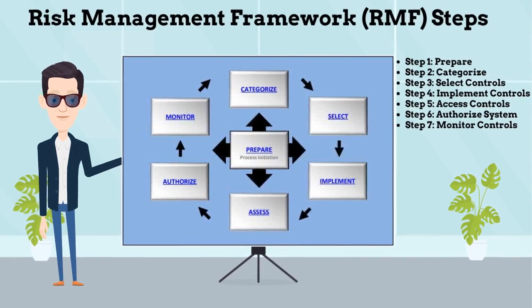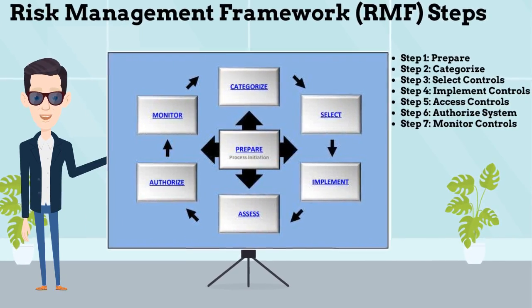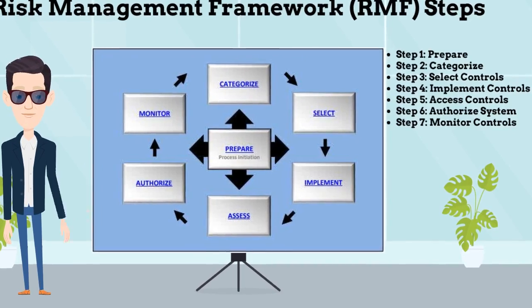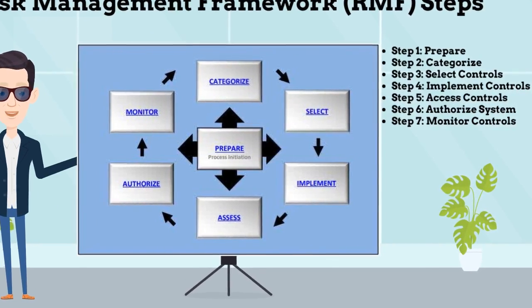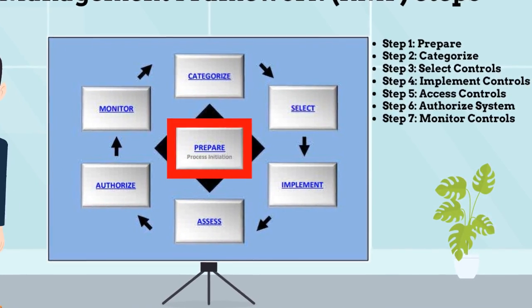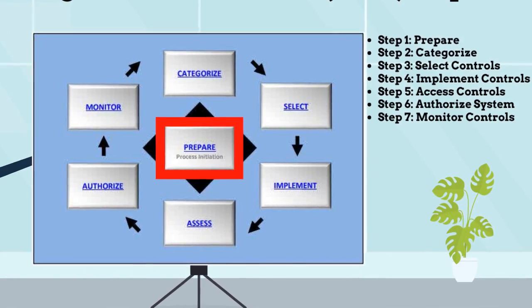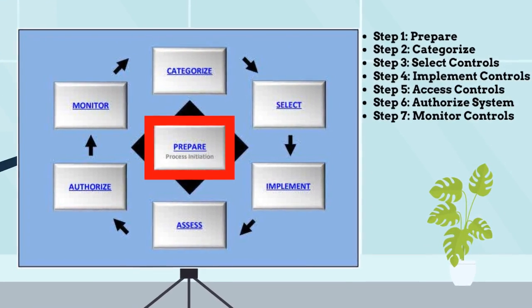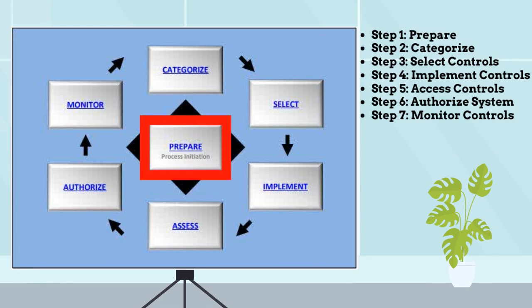The Risk Management Framework parallels the defense acquisition process from initiation and consists of 7 steps. These steps are: Step 1. Prepare. Carry out essential activities at the organization, mission and business process, and information system levels of the enterprise to help prepare the organization to manage its security and privacy risks.